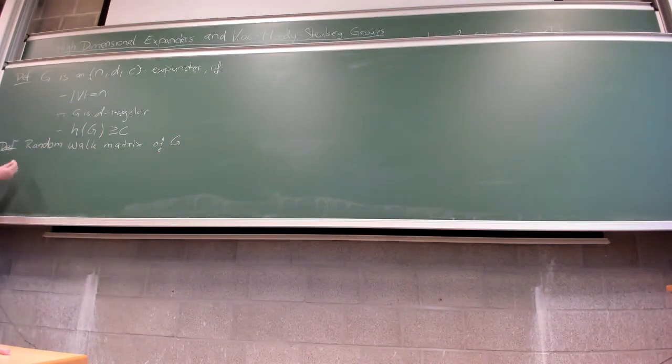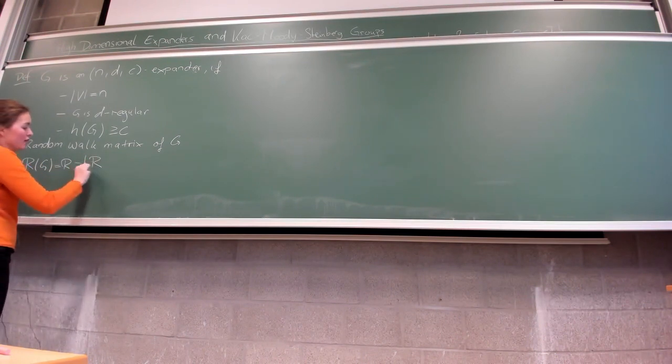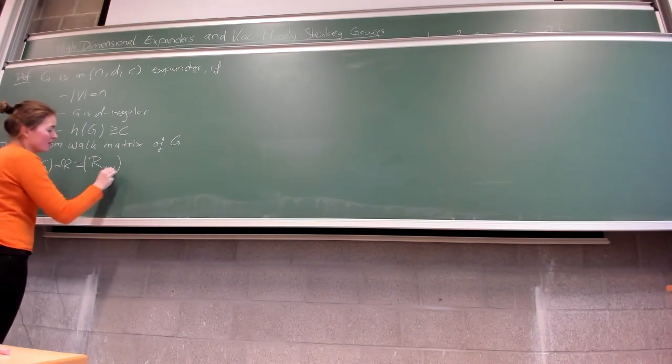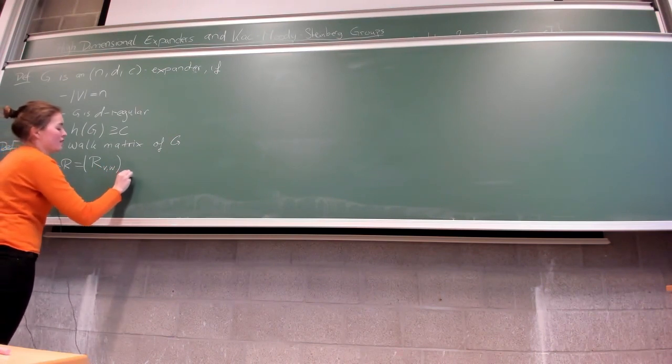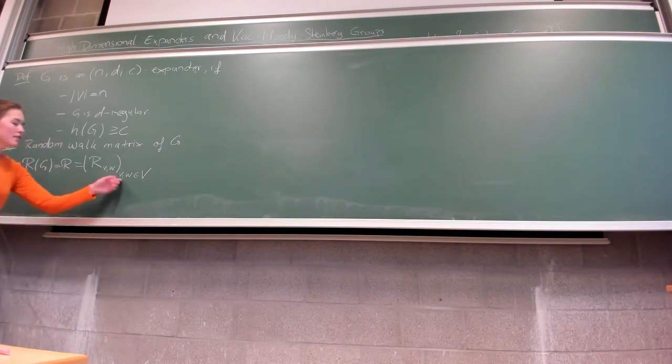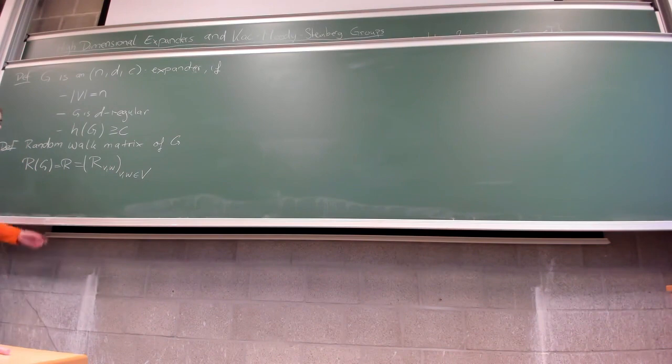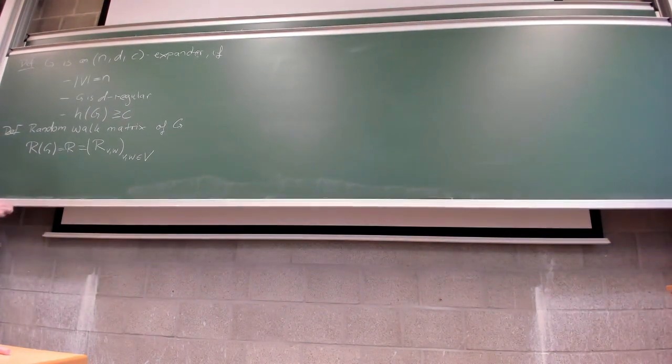G, well, that is, we'll call it sometimes R of G or just R, and it's a matrix indexed by all the vertices of G. So for each pair of vertices, we'll have an entry in our matrix. And this entry is exactly the probability that when we are standing at V, the next step in our random walk will end up in W.